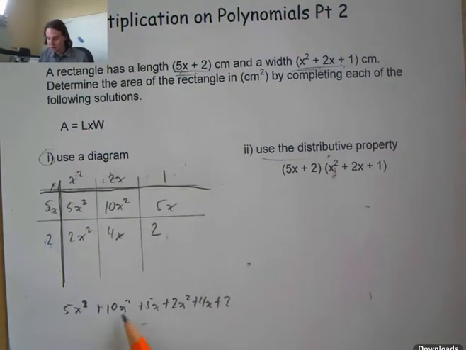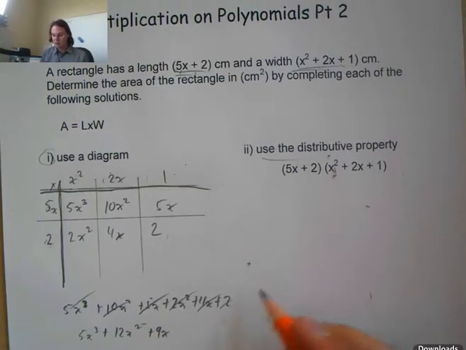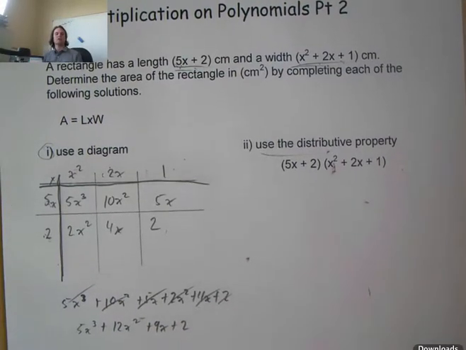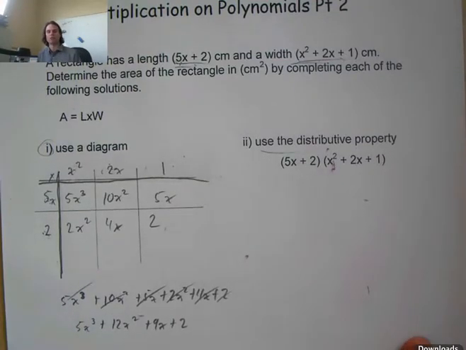Add this all together. I have 5x cubed, 10x squared, and 2x squared gives me plus 12x squared. Then I have 5x and 4x gives me plus 9x. And then I have plus 2. I just cancel them off because it's an easy way of organizing through.